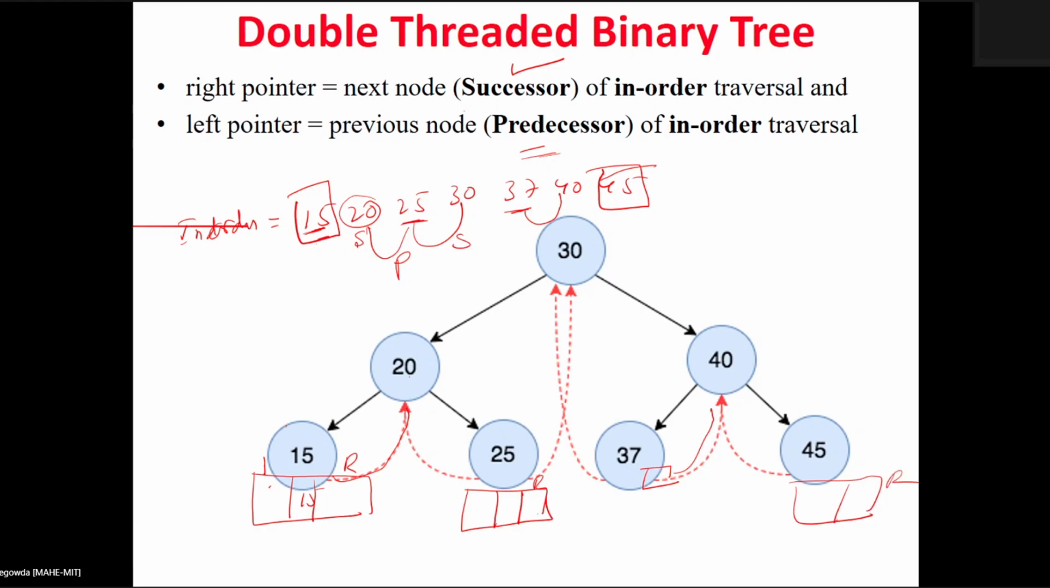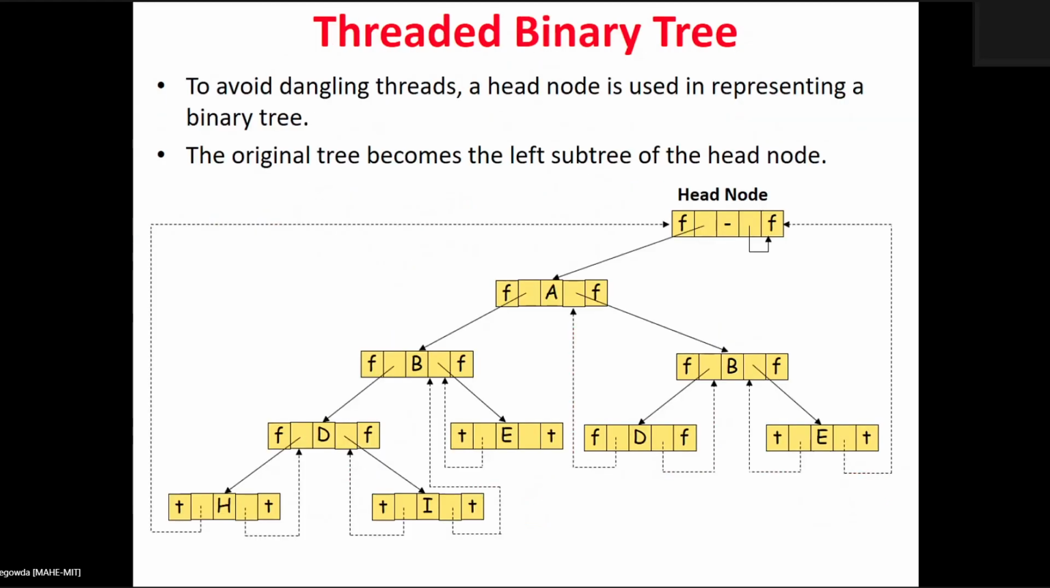So there is no left link for 15 and there is no right link for the last node. This is because they do not have any in-order predecessor and successor respectively. This is indicated by threads pointing nowhere. So in order to maintain the uniformity of threads, we maintain a special node called a header node. If you look at this diagram, the special node is called the header node.